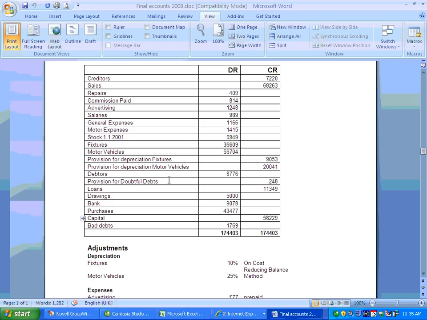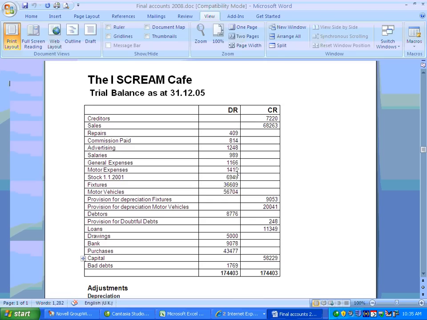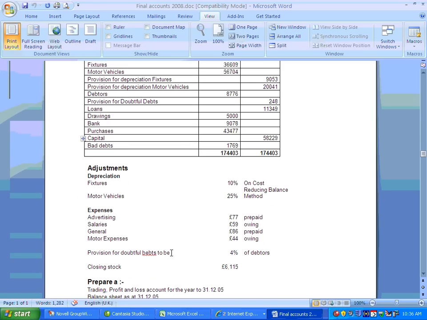So doubtful debts. Now the reason for this provision for doubtful debts is because we've got debtors in the balance sheet here. This is the trial balance at the end of 2005, and on that date we are owed £8,776 from our debtors. Now we know we're owed that money, but we also know from experience that we may not get all of it. Some of those debtors will default, and from experience we'd have an idea of a percentage of the money owed that we wouldn't get in. So we've got provision for doubtful debts to be 4% of debtors. From experience we estimate that 4% of the money owed, we won't receive.